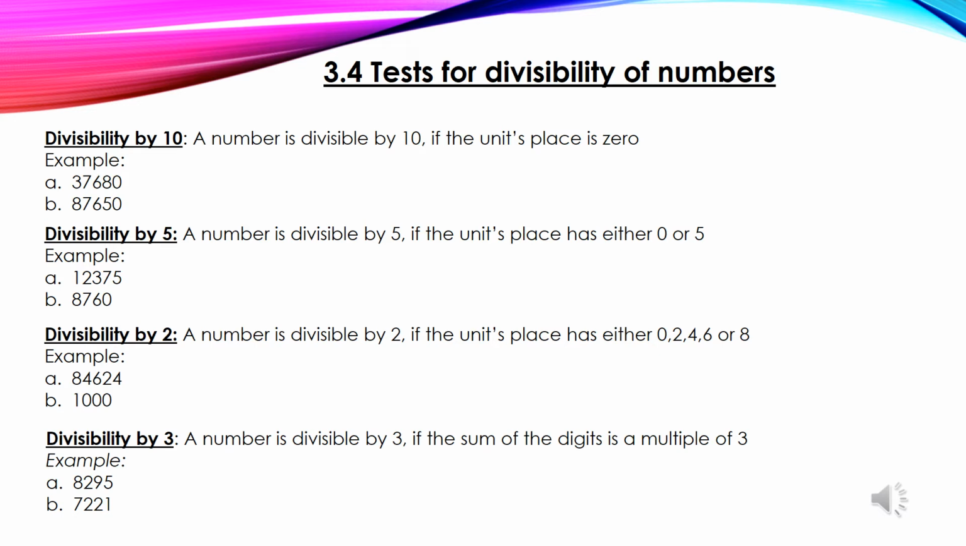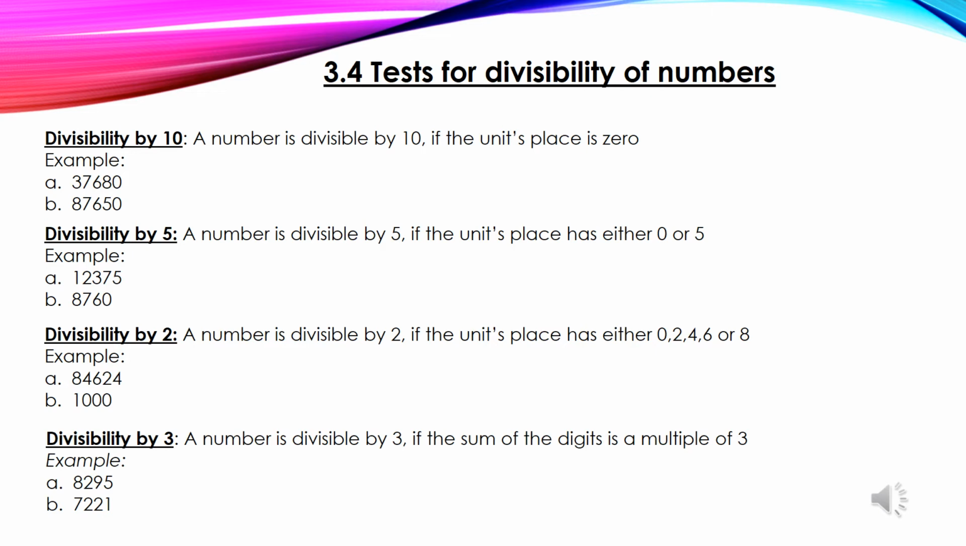All even numbers. For example, children, I took 84624. This is the given number. In this case, 4 is there in the units place, right? So the complete number is also divisible by 2. In the second case, I took 1000. In this case, 0 is there in the units place. So here also the complete number is divisible by 2.